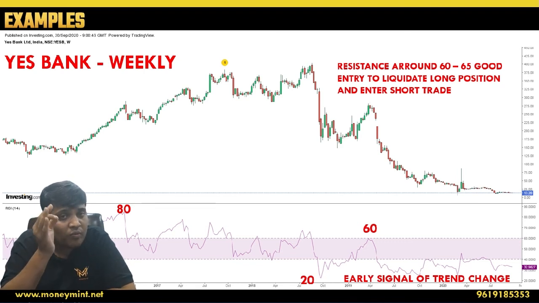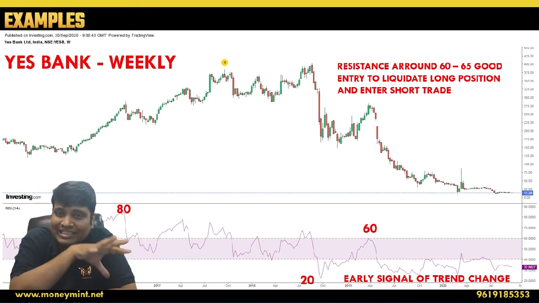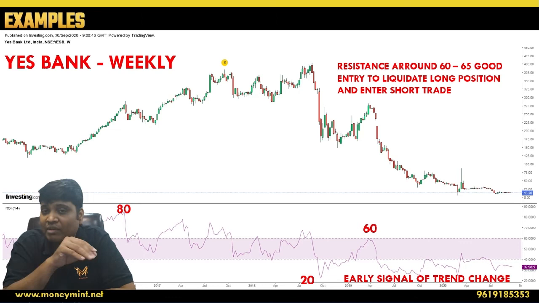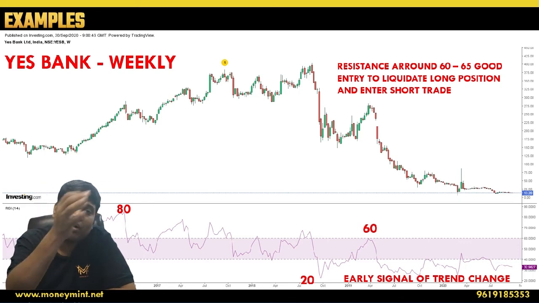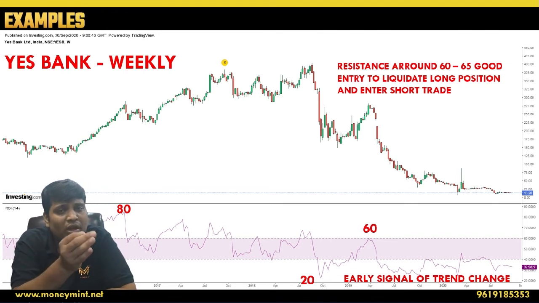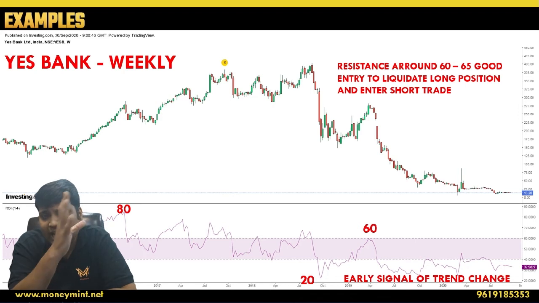So you will come to know well in advance what zone you are in, whether you are transiting in a bullish zone, a bearish zone, or a very bearish zone, only based upon this indicator. Yes Bank is a classic example. If you had this knowledge, you would have sold the shares and exited.